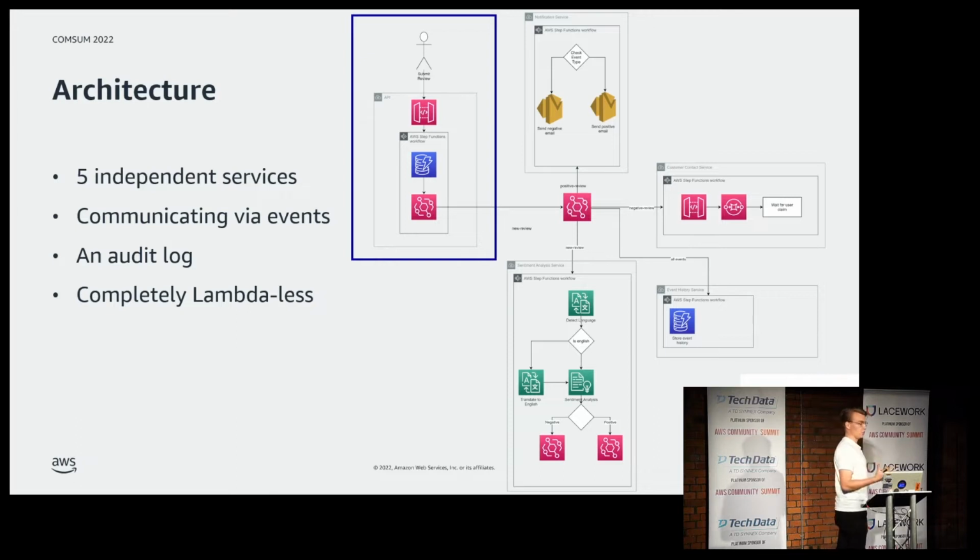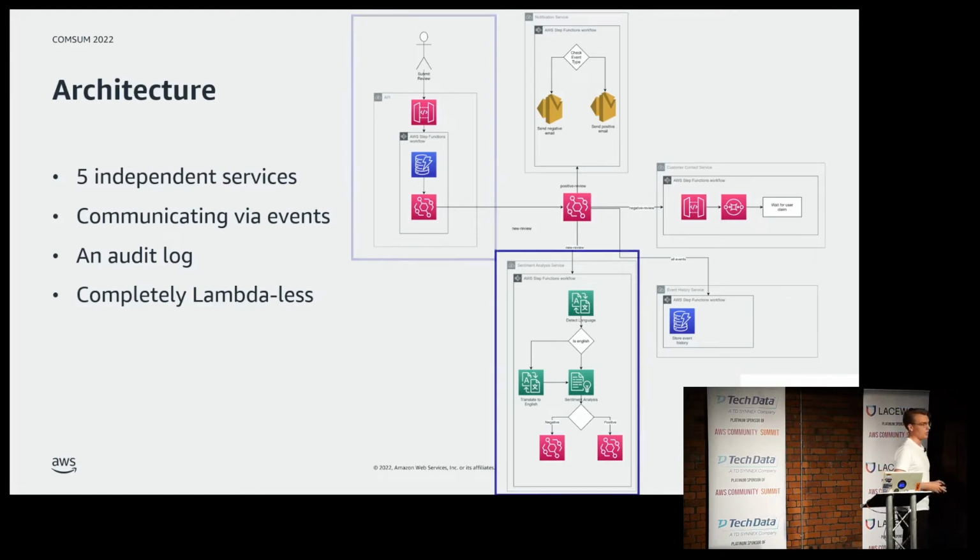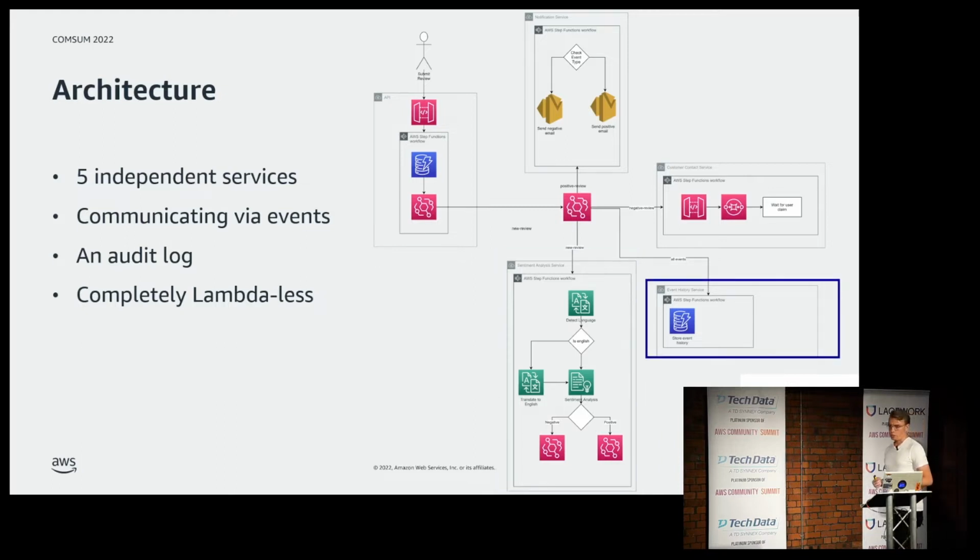We've got a front-end service that's going to allow us to receive requests in, so an API. We've got a service to perform the sentiment analysis, to actually do this translation and work out if they're a positive or a negative review. We've got an audit log just to keep track of all the events that are flowing around our system.